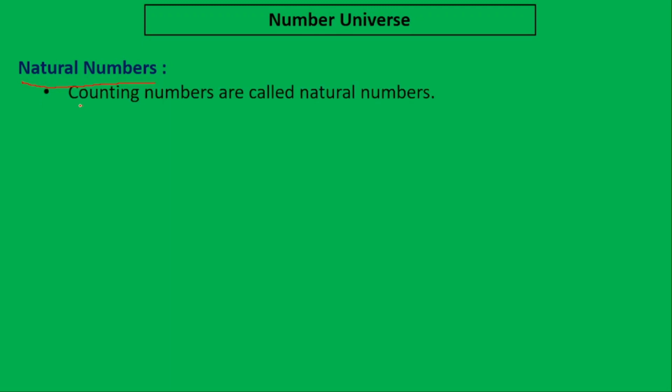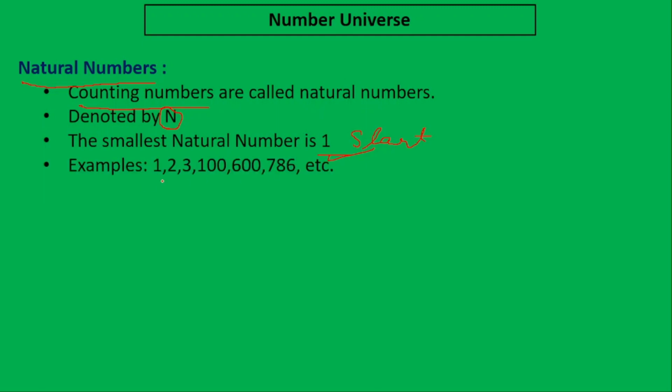What are natural numbers? Natural numbers are counting numbers. 1, 2, 3, counting. We never count -1, -2, -3. So the smallest natural number is 1. It is denoted by capital N. And from here we start. 1 is the starting counting number. Examples: 1, 2, 3, 100, 600, 786.